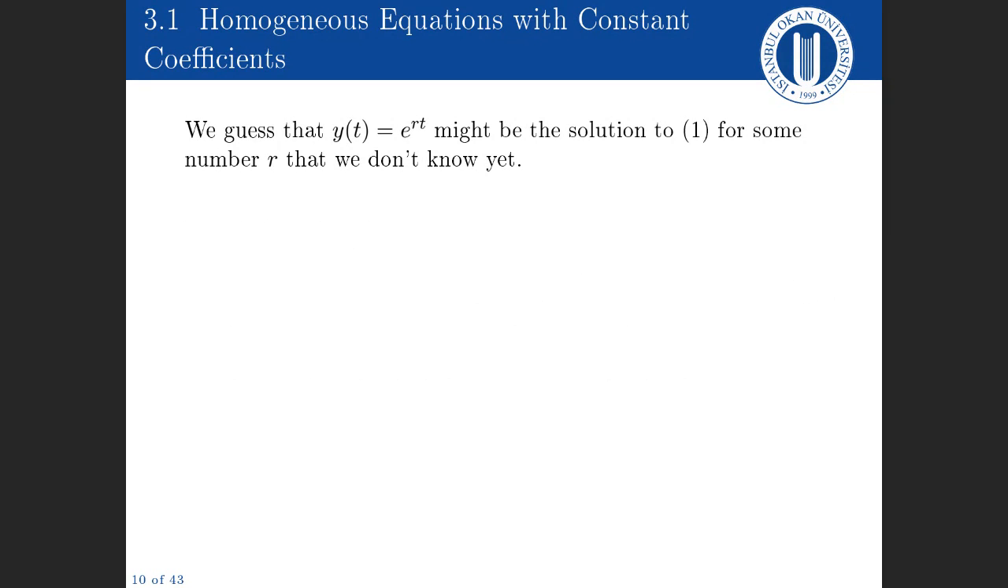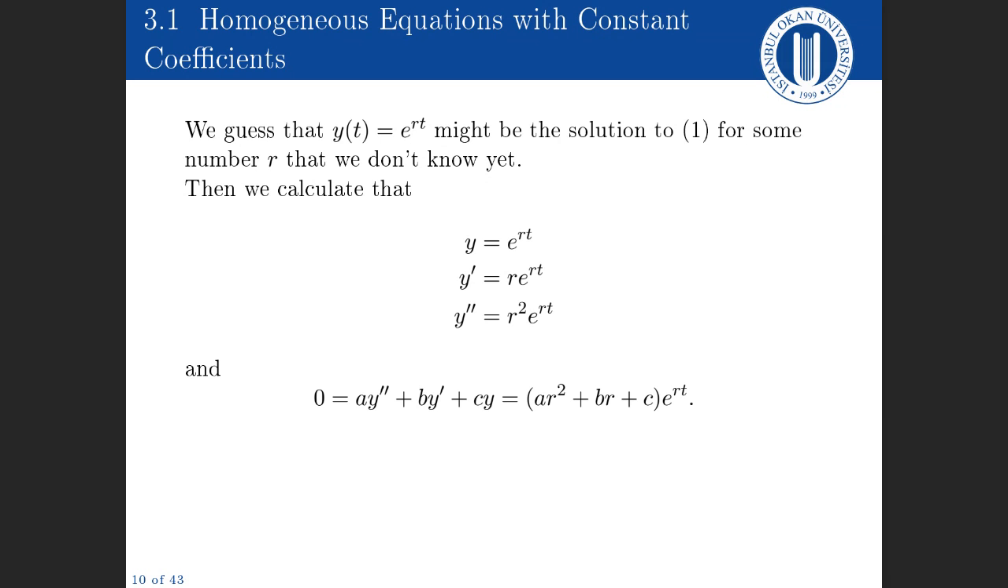Let's make a guess. Let's guess that a solution that we want to use is e to the power rt for some number r that we don't know yet. We can differentiate this 2 times, and then we can substitute this into the differential equation. Our differential equation is ay double prime plus by prime plus cy is equal to 0. Replace that by these functions and then factor out e to the power rt. We get ar squared plus br plus c, all multiplied by e to the power rt.